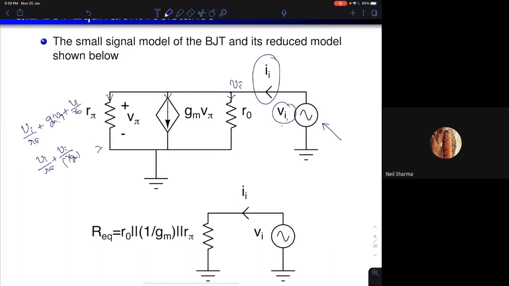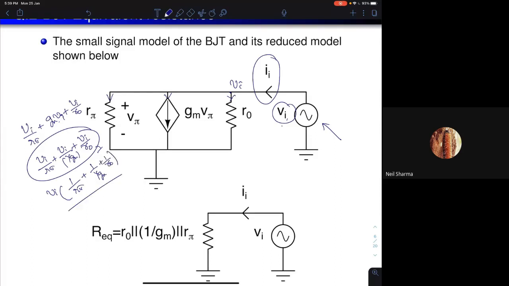So if I take Vi common out, I have three resistors in parallel: R pi, R naught and 1 by Gm. It's the parallel equivalent of all three resistors, and that will be your equivalent resistance seen here. So this is your Ii. What is your equivalent resistance? Equivalent resistance is Vi by Ii, that is the inverse of this term, which is the parallel equivalent of the three resistors. Is this okay with everyone?